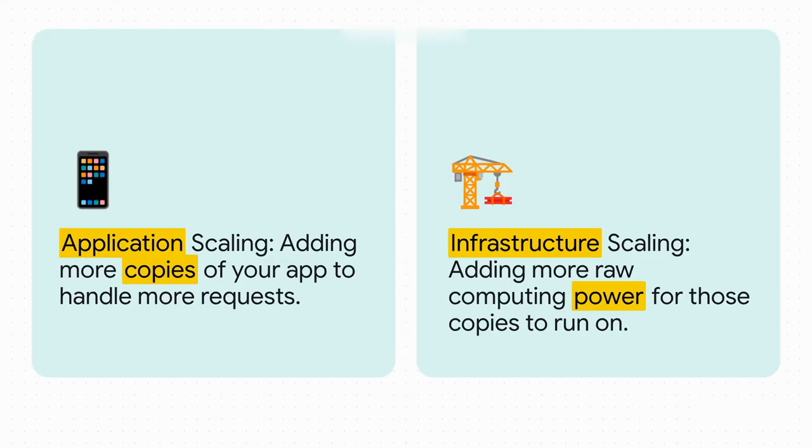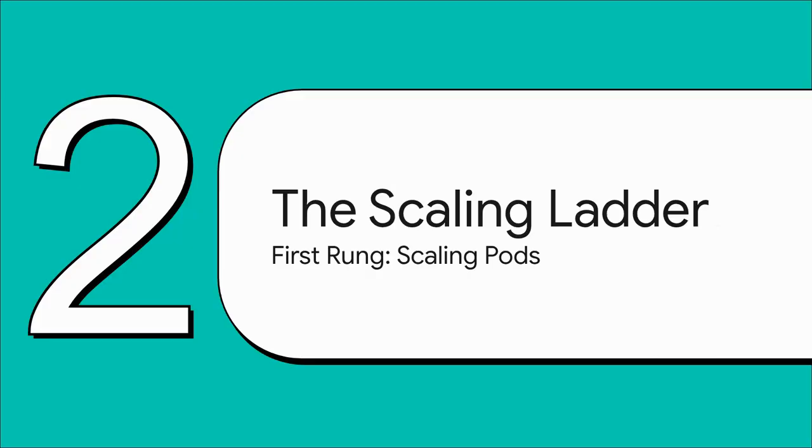Well, the solution really boils down to a two-layered approach. First up, you've got application scaling. Think of this as just making more copies of your app to handle all the incoming requests. Then you've got infrastructure scaling, which is about adding more raw computing power for those copies to run on. You absolutely need both of these working together. All right, let's start with the very first rung on our scaling ladder.